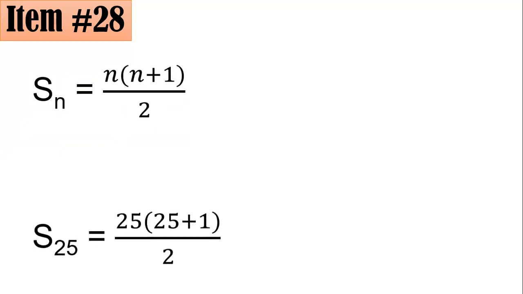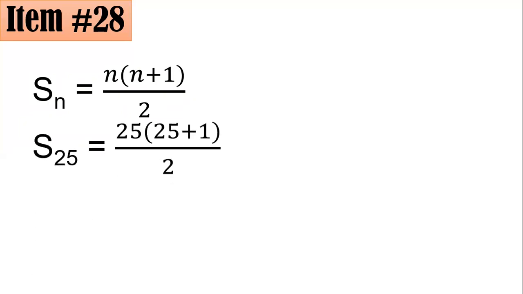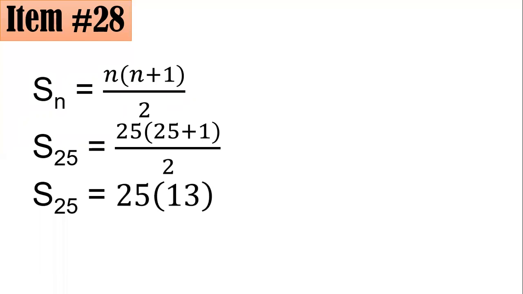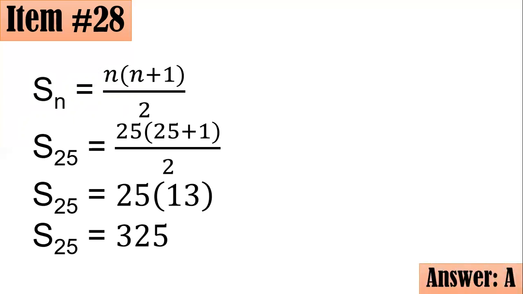Since we have 25, we will be solving for S sub 25, which is equal to 25 times 26 all over 2. This is 26 over 2, which is 13. That's why the sum of the first 25 natural numbers is 25 times 13, or simply 325, letter A. 29.